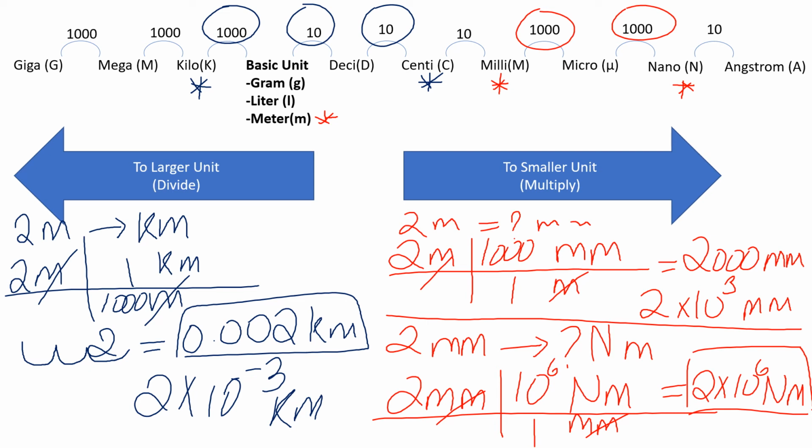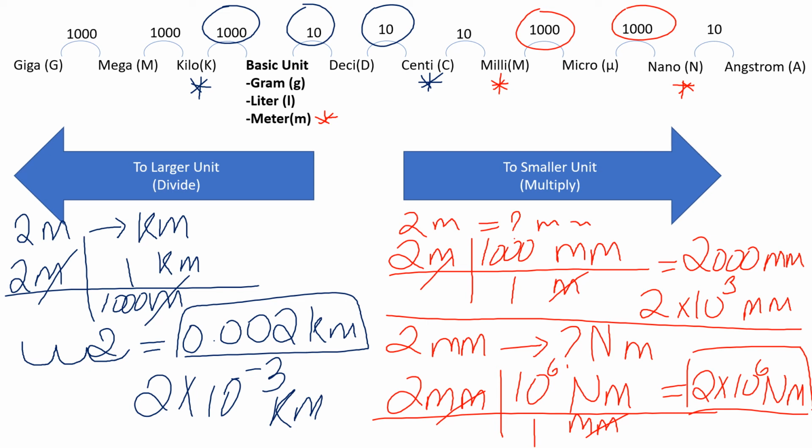And that's how you can show your work, how you've deleted the units that you don't want and how you've ended up with the units that you want. And you will notice that whenever you are moving to a larger unit, we are always dividing. And whenever you are going to a smaller unit, you are going to be multiplying.